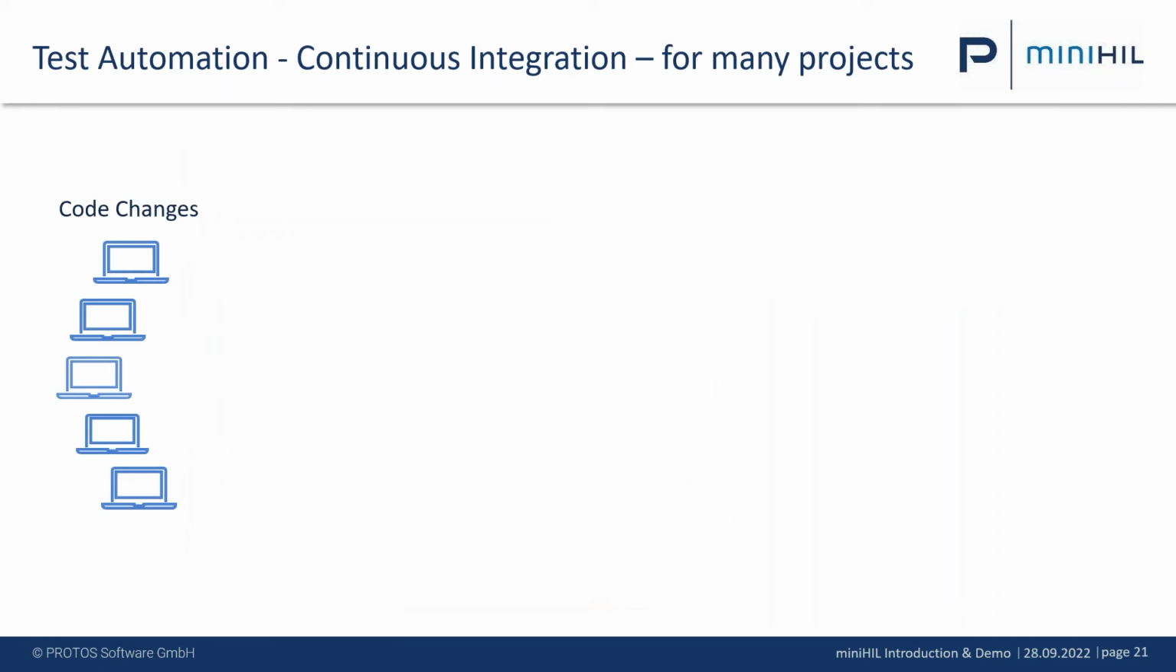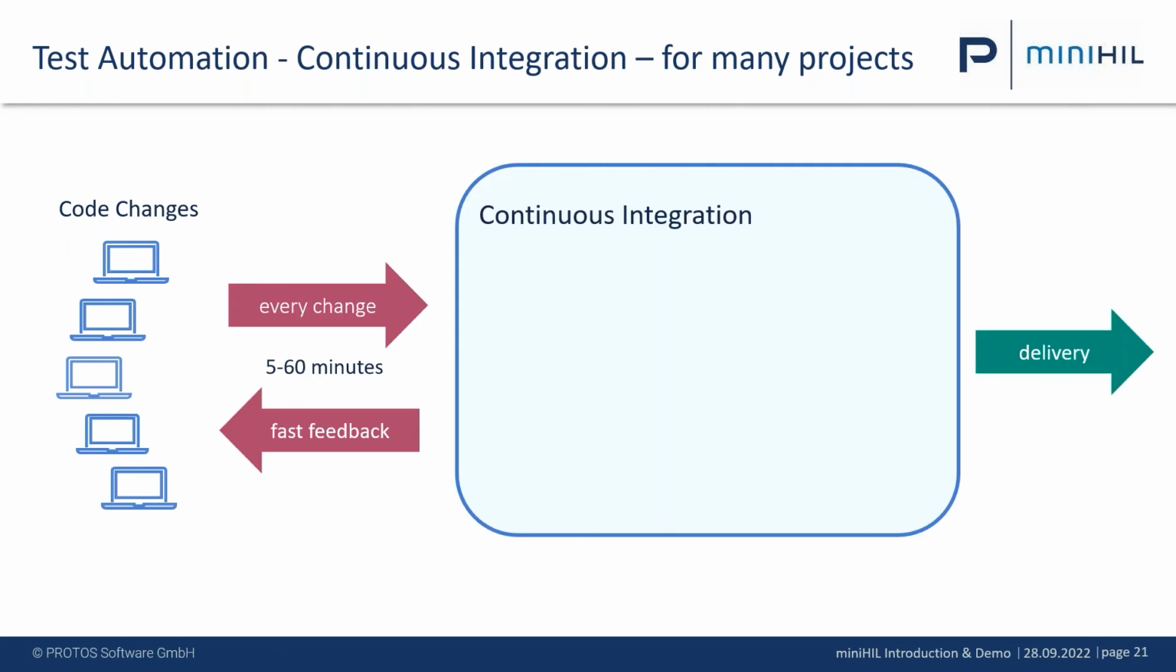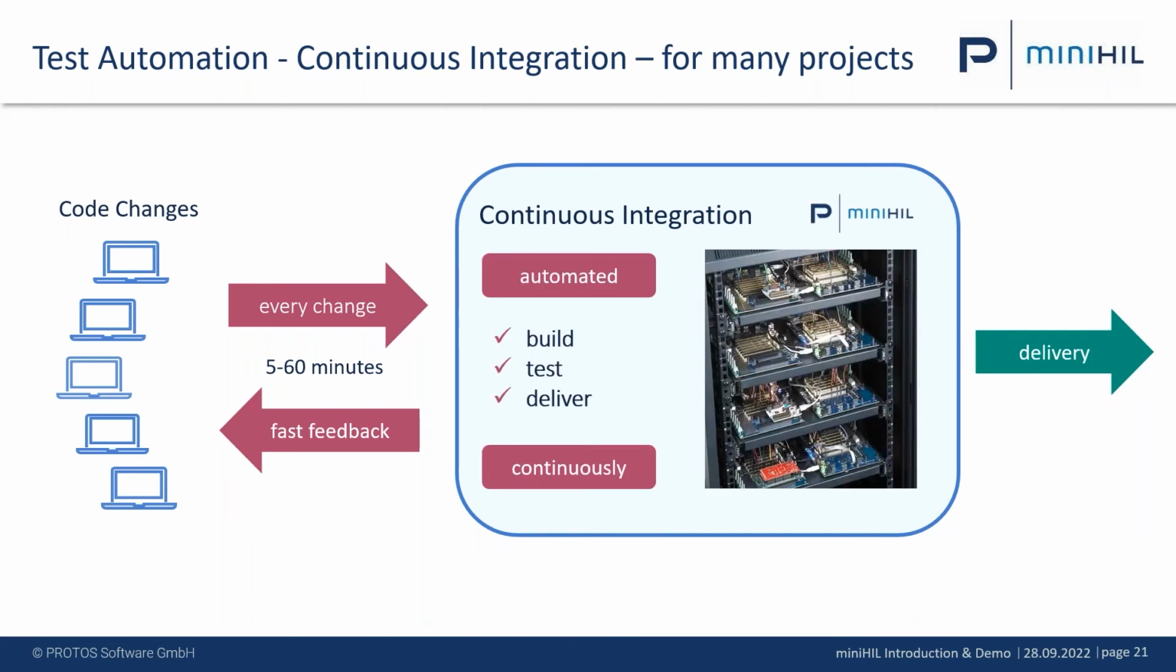That's what you use for many projects or more than one developer. So not everybody has to run the miniHIL on his desktop. The idea is that every code change by every developer triggers the continuous integration. The continuous integration server then builds and tests and potentially delivers the software, and you get feedback within minutes. So if you check something in and it does not test correctly, you get an email.